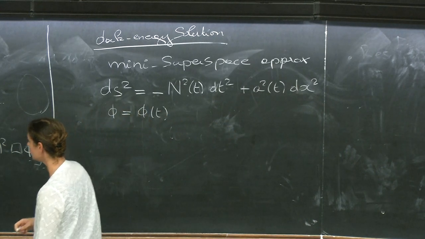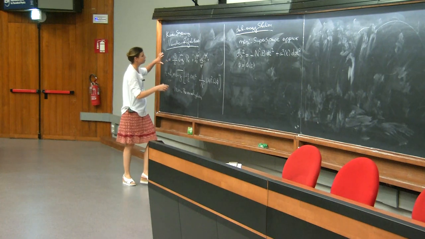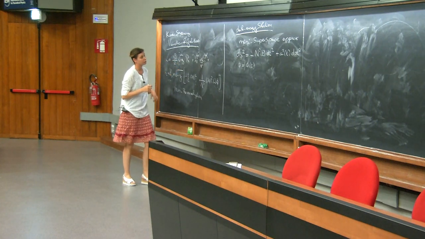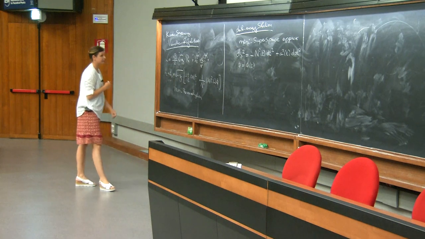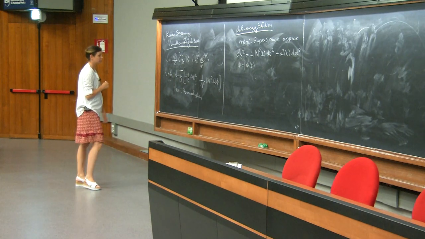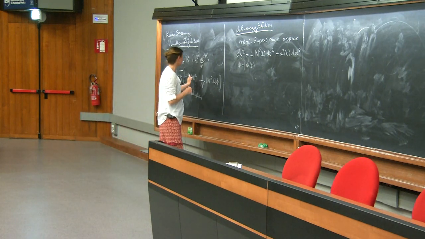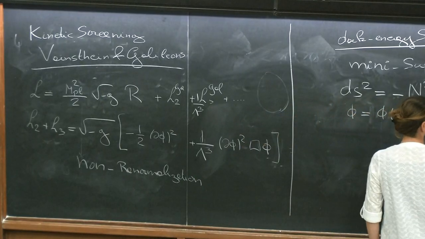So we already saw in the first lecture what this term coming from the standard Einstein term is within that minisuperspace approximation, and now we can put this thing in. We know, of course, what that is. We'll have the d phi squared.